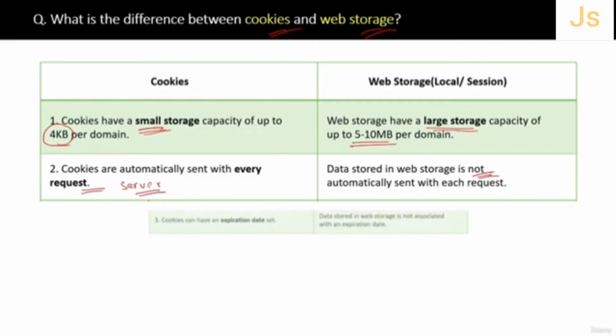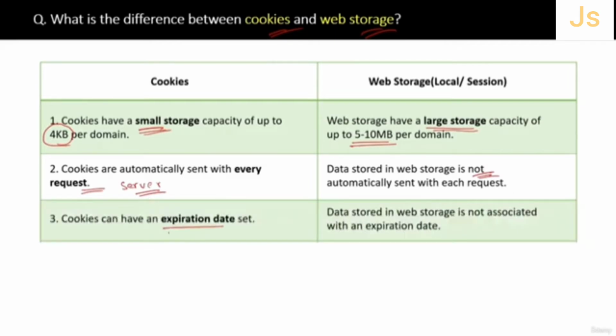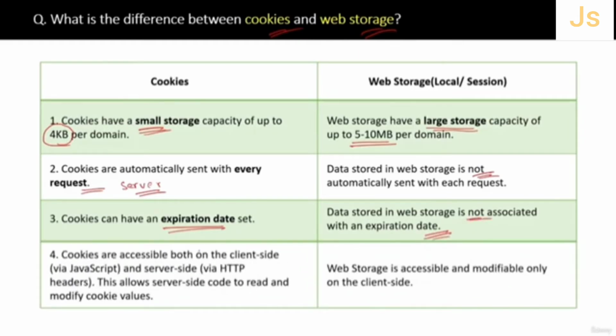The next difference is cookies can have an expiration date set, whereas data stored in web storage is not associated with any expiration date. The last difference is cookies are accessible both on the client side and the server side. This allows server side code to read and modify the cookie values, okay? Whereas web storage is accessible and modifiable only on the client side, not on the server side. Great, now you know the differences between them.